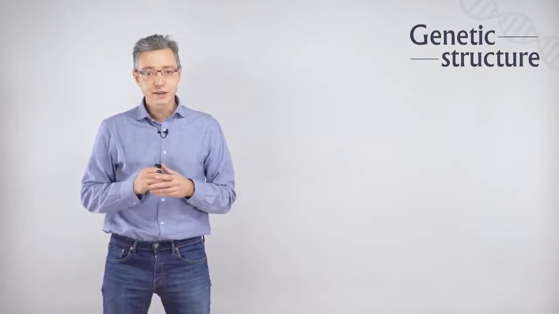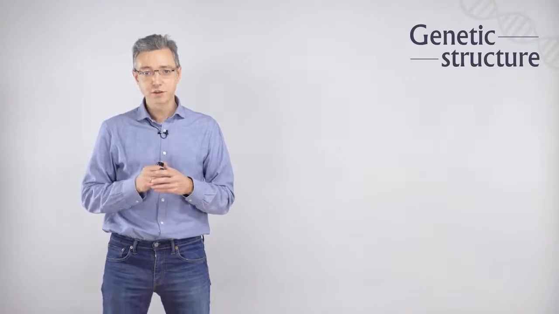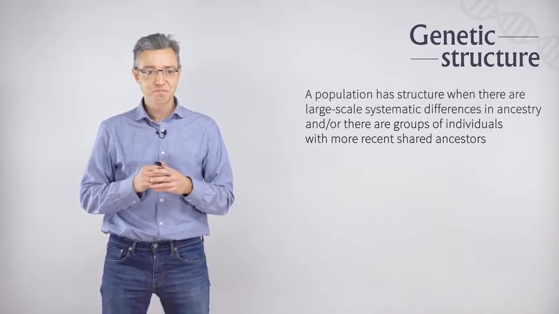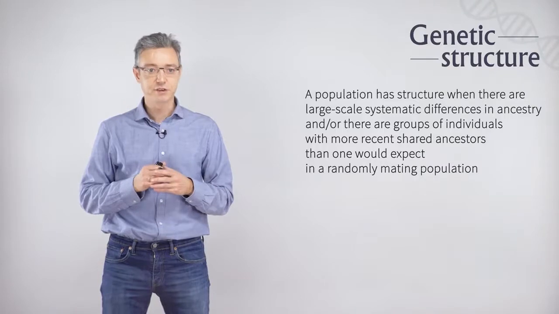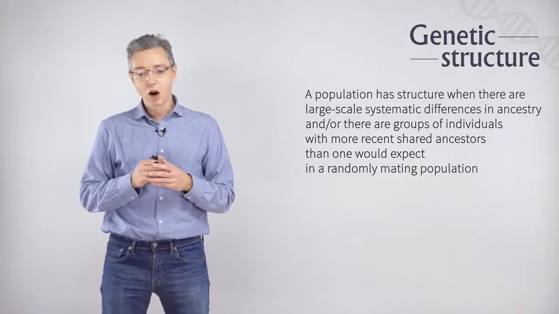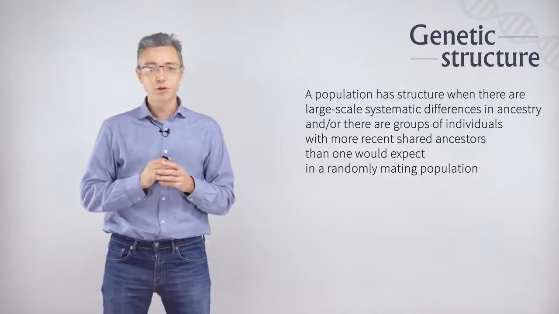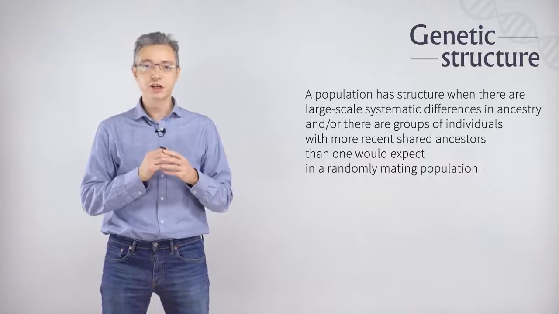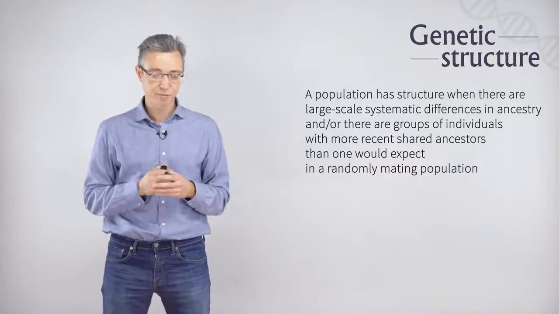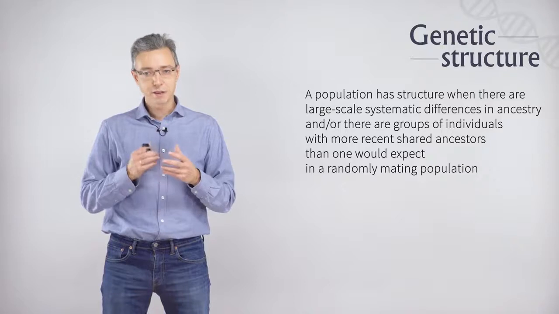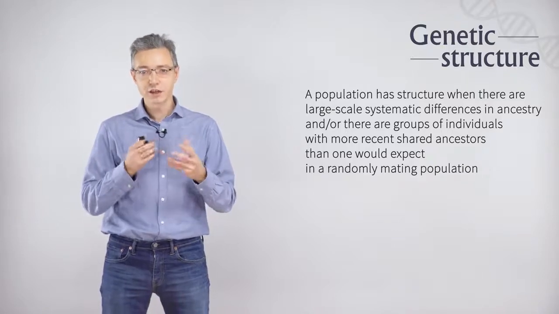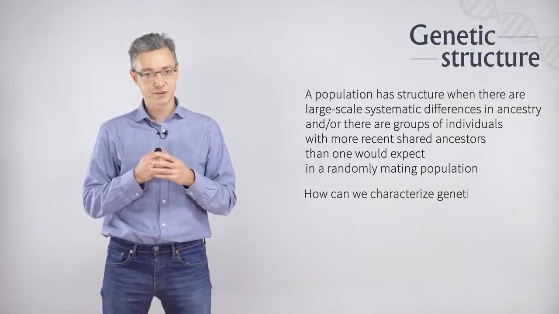So we say that a population has a structure when there are large-scale systematic differences in ancestry, or if we see groups of people who share more recent ancestry. And then the question is, how can we characterize and quantify this ancestry?